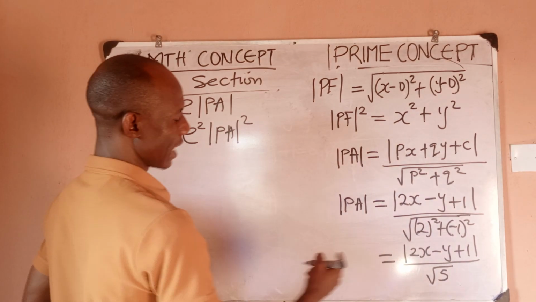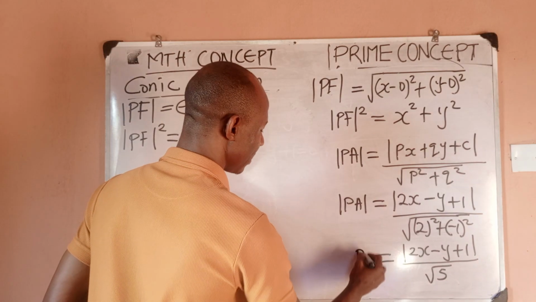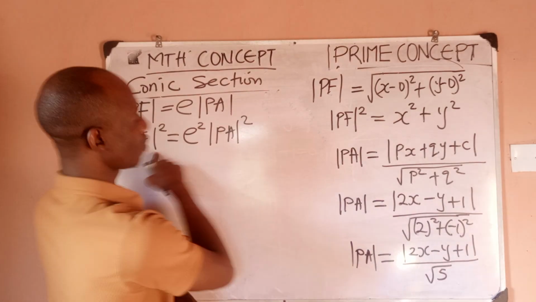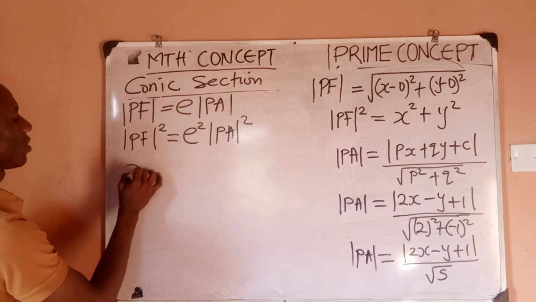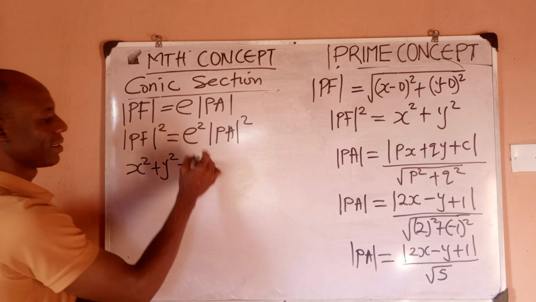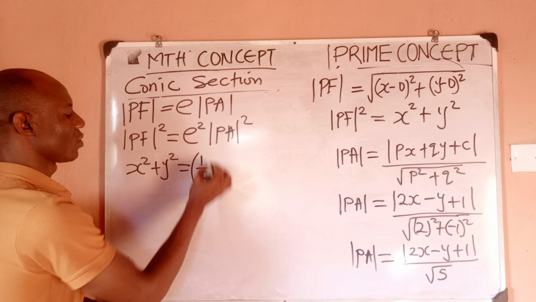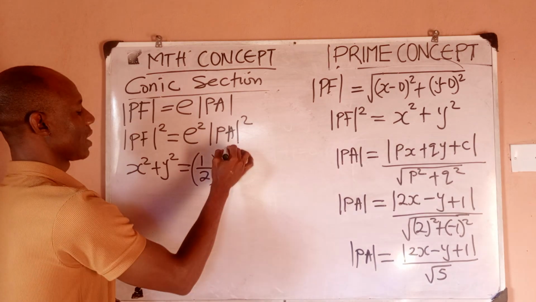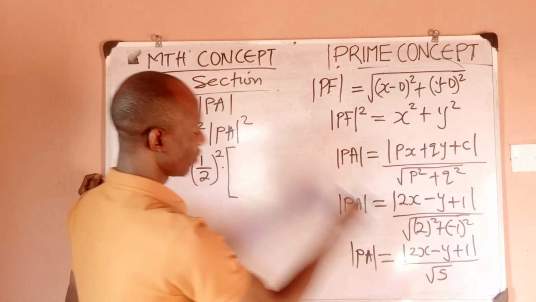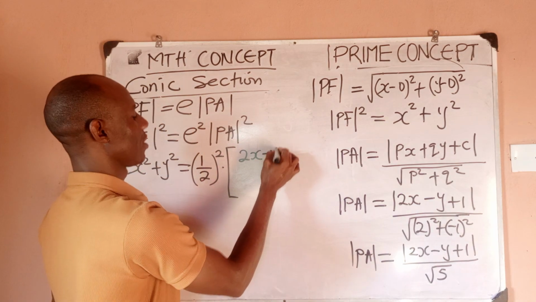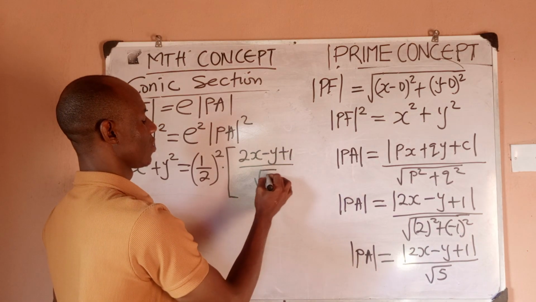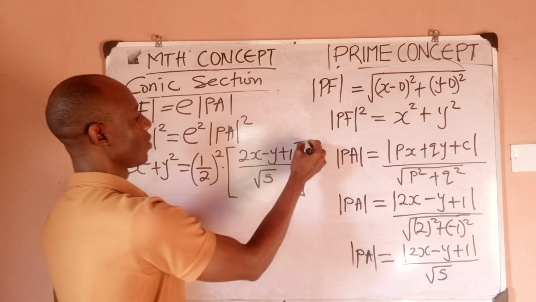So if I do that, I want to get, remember this is PA, right? Yes. So I have PF squared. What is PF squared? I'm going to substitute. That is x squared plus y squared, which is equal to, what is our eccentricity? Our eccentricity is 1 over 2, then all what? Squared. Then what is our PA? PA, not PA squared. So we have PA to be what? 2x minus y plus 1, all divided by the square root of 5. So this all what now?